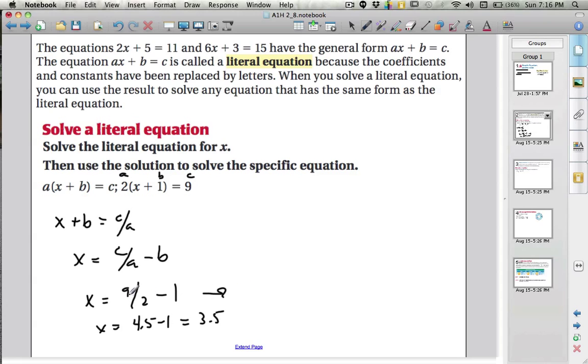More proper, however, would be to stay in the fraction, because there's no reason for me to switch to decimals unless the problem has somehow instructed me to do that. So 9 halves minus 2 halves, I've converted the 1 to be 2 halves so I have common denominators, will be equal to 7 halves. And this really is the more proper way to solve the problem. Okay?